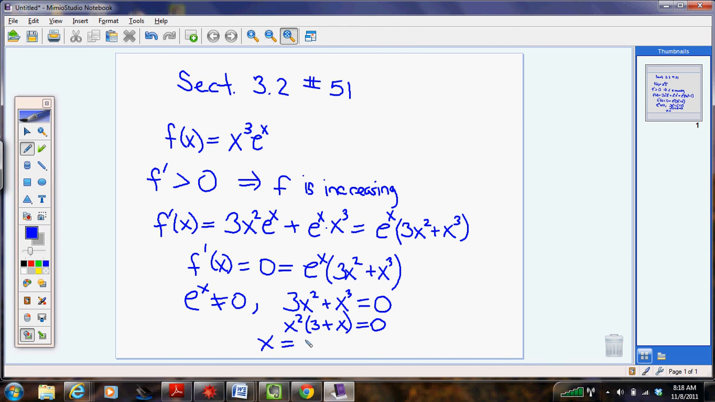x squared is going to be 0 when x equals 0, and 3 plus x will equal 0 when x equals -3. So we have two solutions to the equation f prime of x equals 0. But remember, we're trying to figure out where f prime is in fact positive, not just equal to 0. And so, let me get a new page here, and we'll work from there.